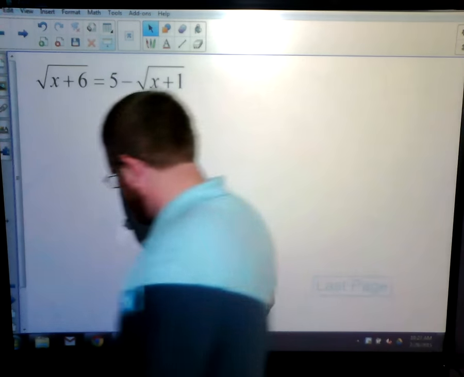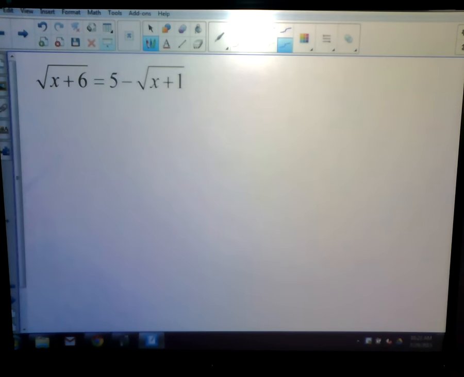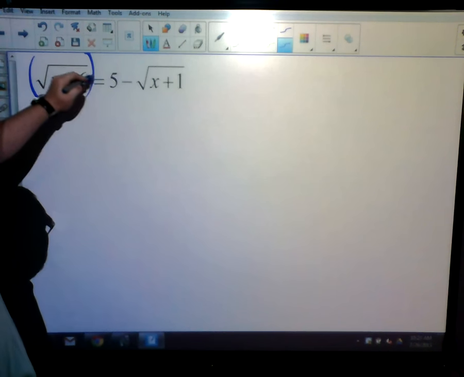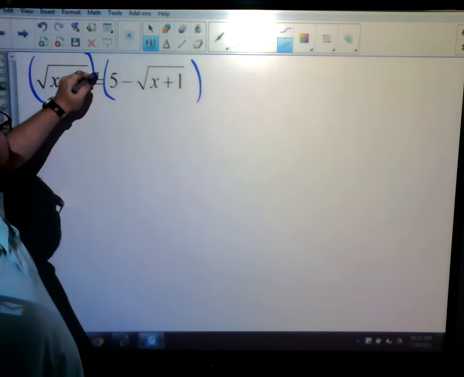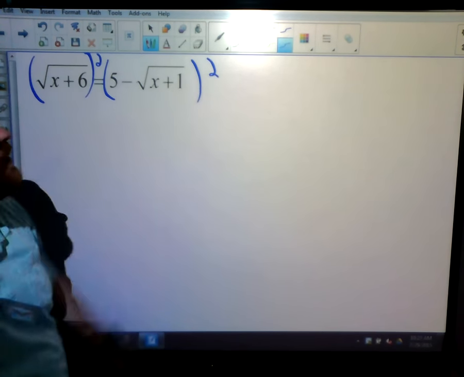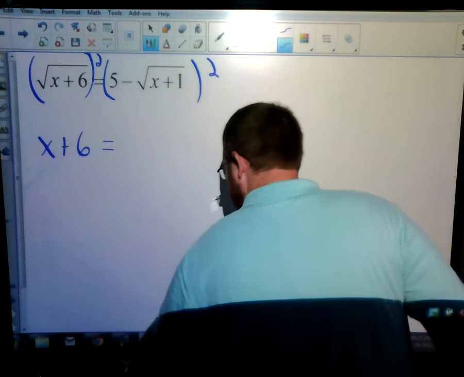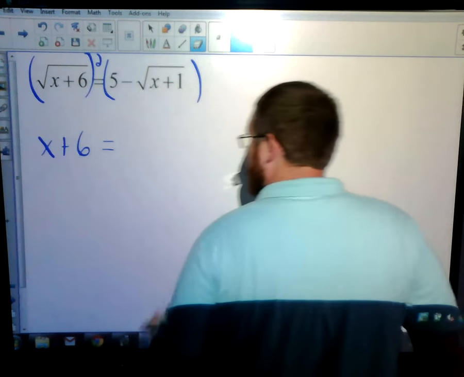Let's take a look at this one. On this one, this radical was isolated, so I'm good. But over here, this one isn't. I'm going to square this side and square this side. The left side's easy, it's x plus 6. The right side, I have to FOIL. And to FOIL means I write it out twice.